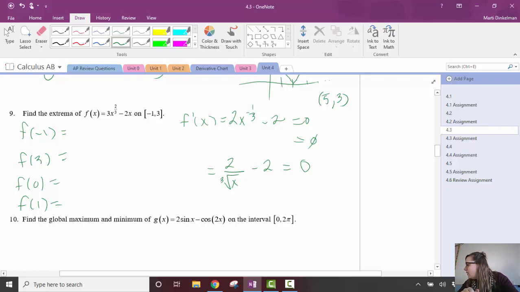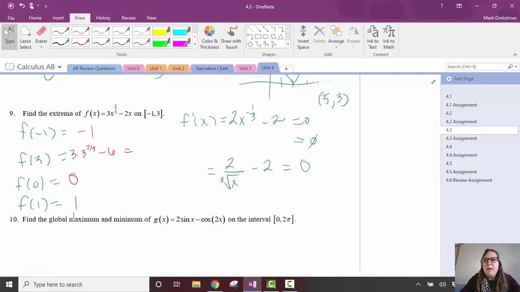Okay, so now if I plug in a -1, again, you can check me from earlier, I got -1 for that. And then if I plug in a 3, I believe I got, well, actually I don't have that one, so we'll get out the calculator here in a second. So it would be 3 times 3 to the 2/3 minus 6. F of 0 is 0, and then f of 1 is going to be 3 minus 2, which is 1. So I need to get out my calculator and figure out what f of 3 is here.